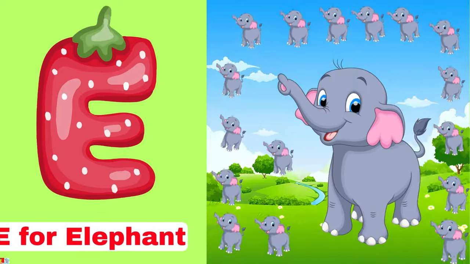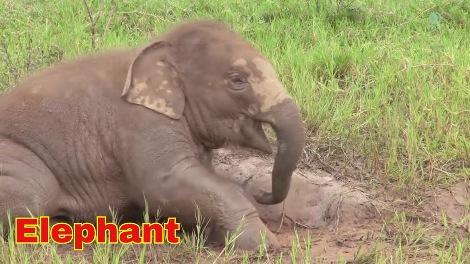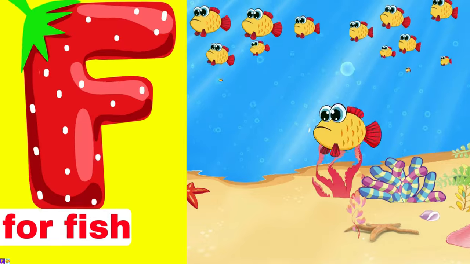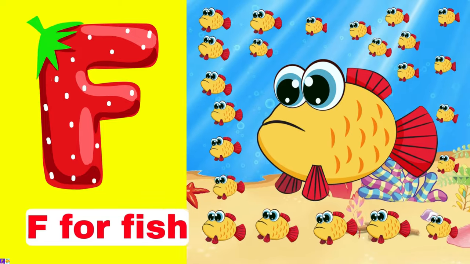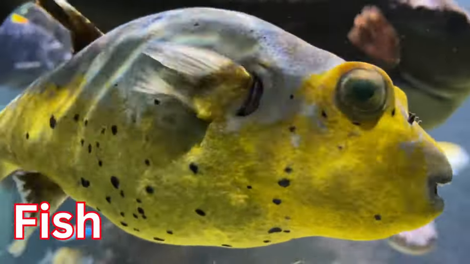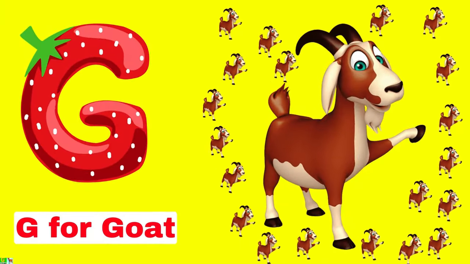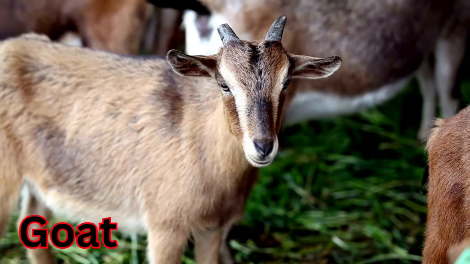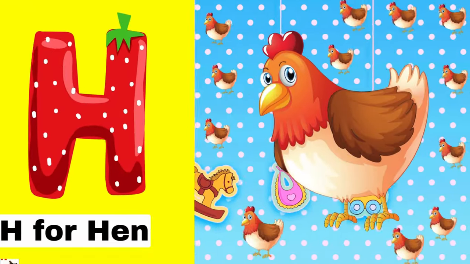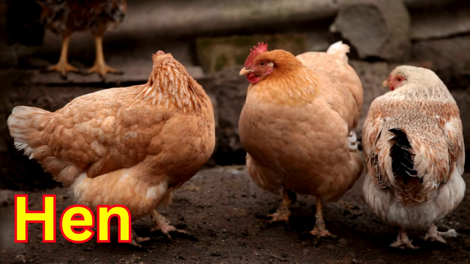E for elephant. Elephant. F for fish. Fish. G for goat. Goat. H for hen. Hen.